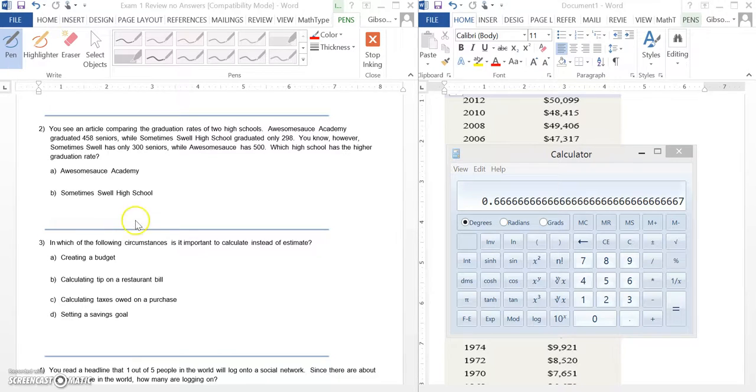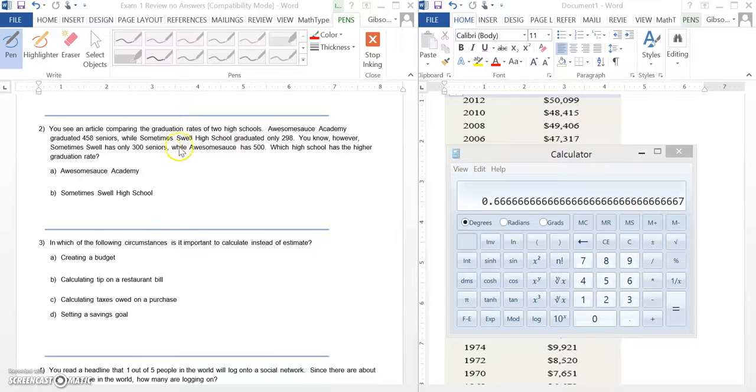Number 2, it says you see an article comparing the graduation rates of 2 high schools. Awesome Sauce Academy graduated 458 seniors, while Sometimes Swell High School graduated only 298. You know, however, Sometimes Swell has only 300 seniors, while Awesome Sauce has 500. Which high school has the higher graduation rate?